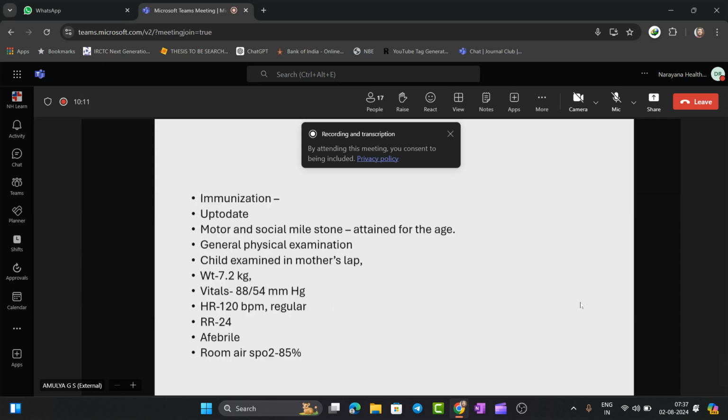Coming to general physical examination, child was examined in mother's lap, comfortable. The weight was 7.2 kgs. Vitals: blood pressure 88 by 54 millimeters of mercury. Heart rate 120 beats per minute, regular, no radioradial or radiofemoral delay. 24 cycles was the respiratory rate. Baby was febrile. Room air saturation when examined was 85%.